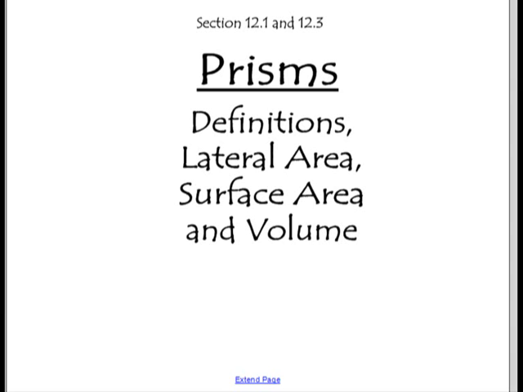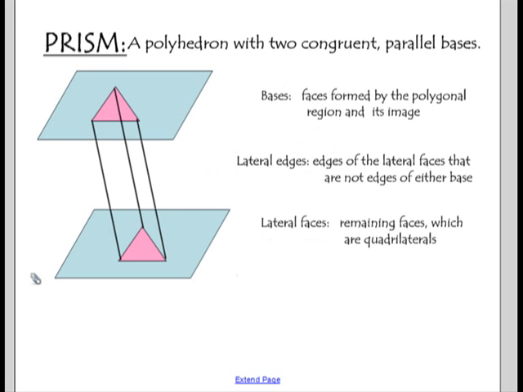We're going to learn what a prism is and how to do some fun stuff with them. So let's get started. To start with, let's figure out what a prism actually is.